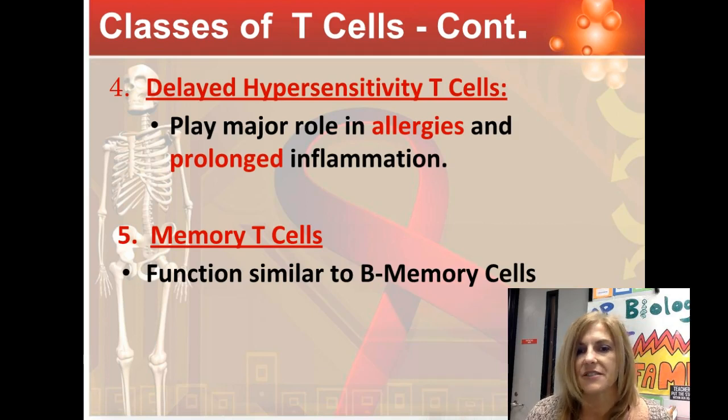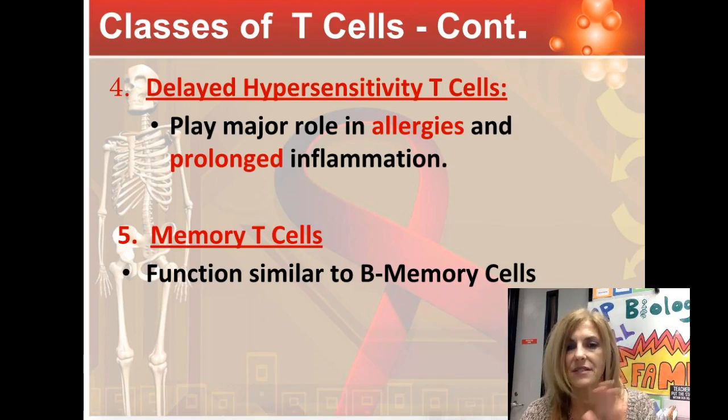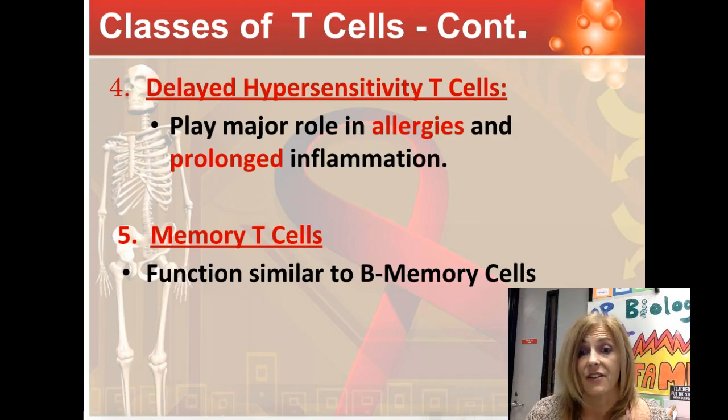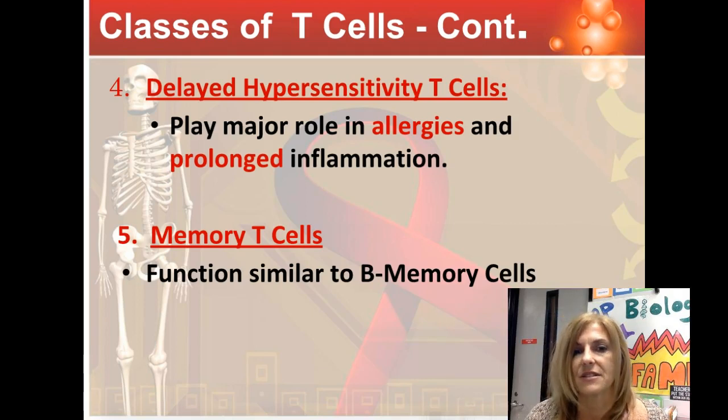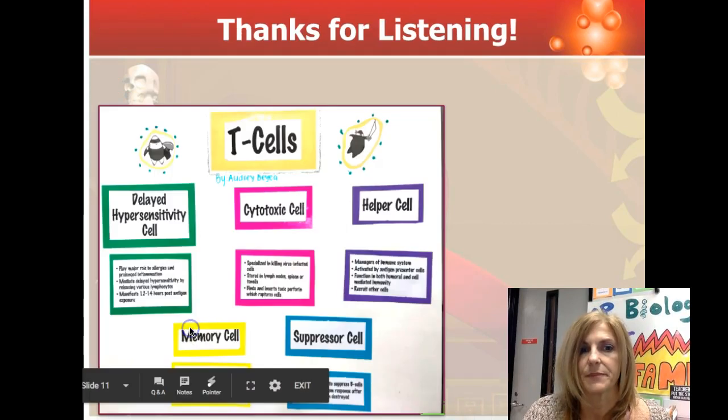And then memory T cells, just like you have memory B cells, when the helper T cells proliferate, they make some that are going to be used now, some that will last for years and be used later. Same thing with your cytotoxic killer T cells. Some will be used now, others will become memory cells to be used later. So that aids in our infections for the future.